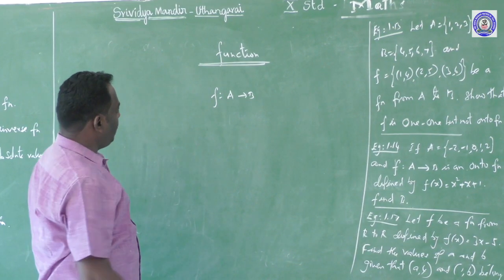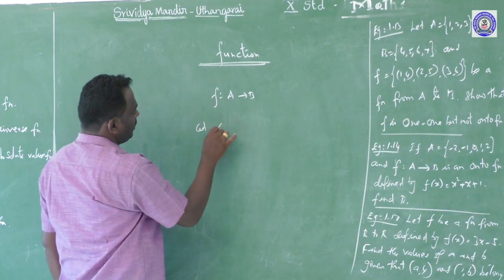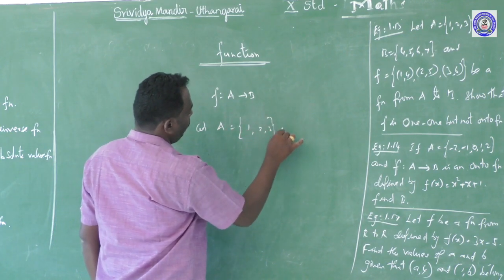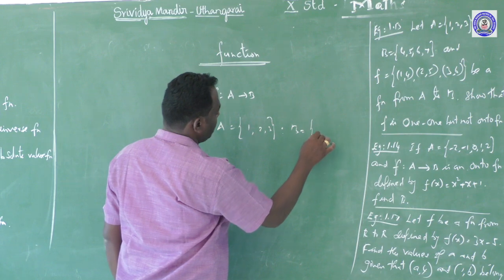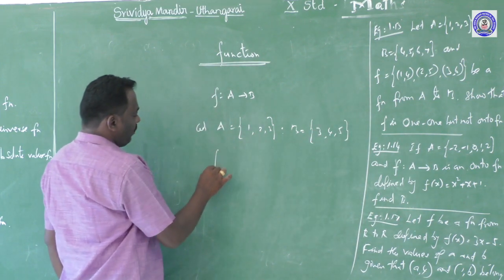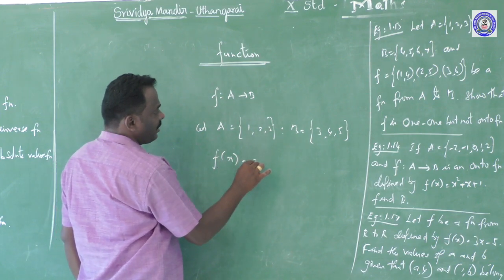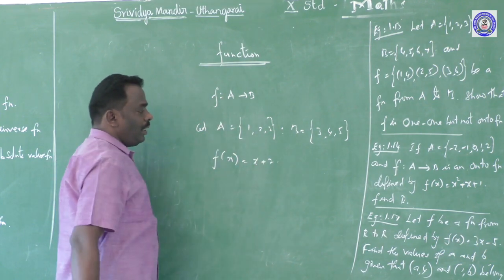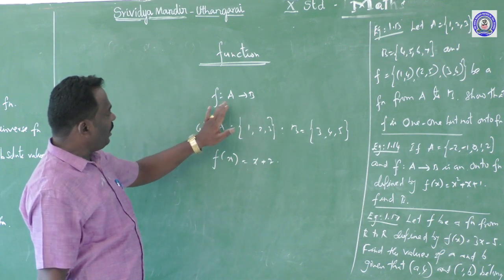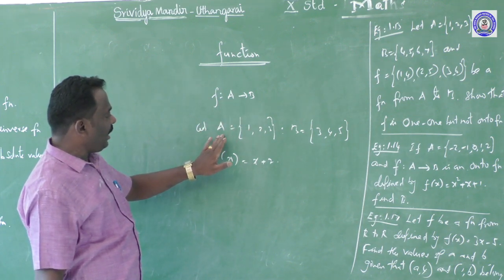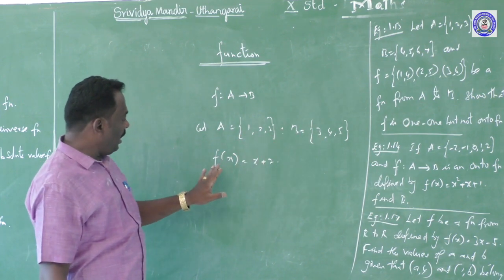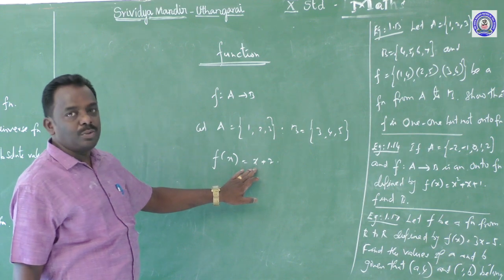Now in this function, let us consider set A, whose elements are 1, 2, 3. Then set B is equal to 3, 4, 5. Then the function f of x is defined by x plus 2. The function is defined from A to B, where set A contains elements 1, 2, 3 and B contains elements 3, 4, 5, and the function f of x is given as x plus 2.